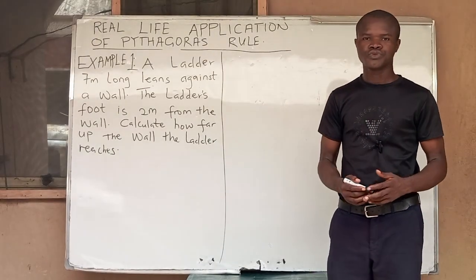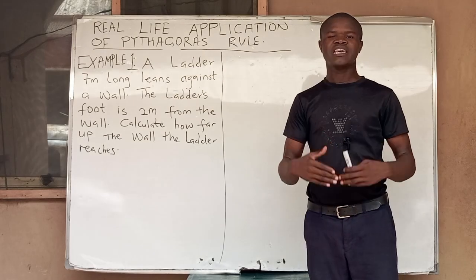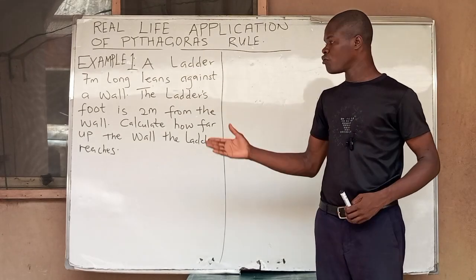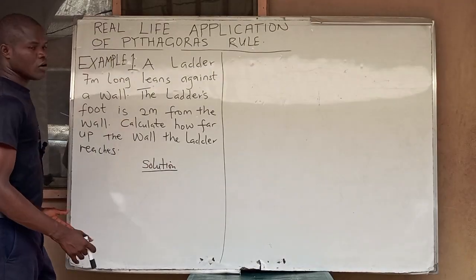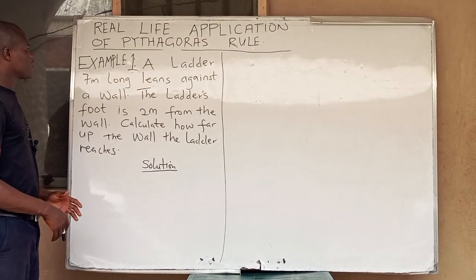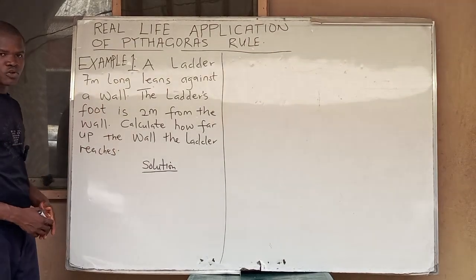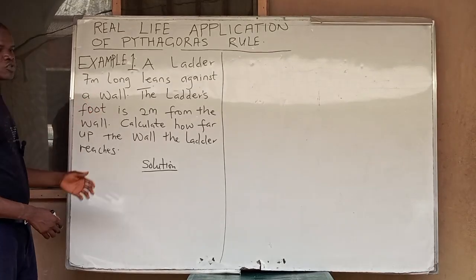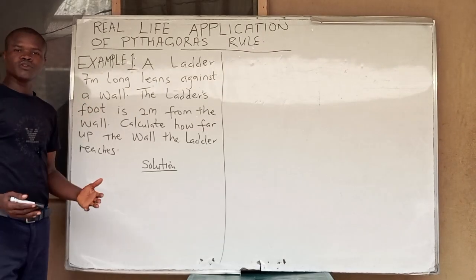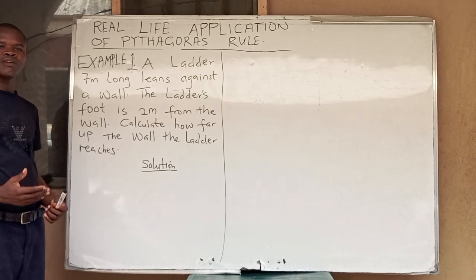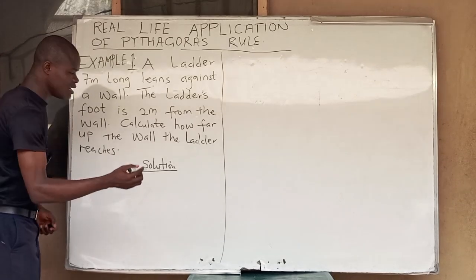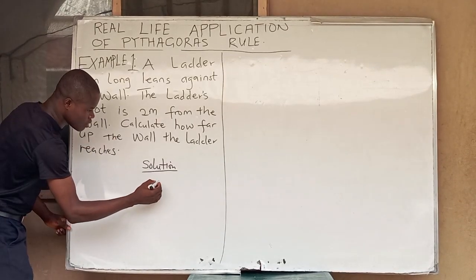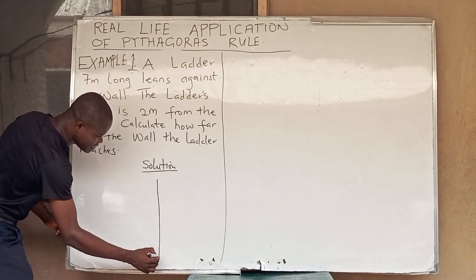So this is example number 1. The first thing to do is to make a pictorial representation of this question. Solution. From this question, we can see that a ladder was mentioned, a wall was also mentioned. Now, we all know the nature of a wall. Walls are usually vertically straight. So let's represent a wall with a straight vertical line.